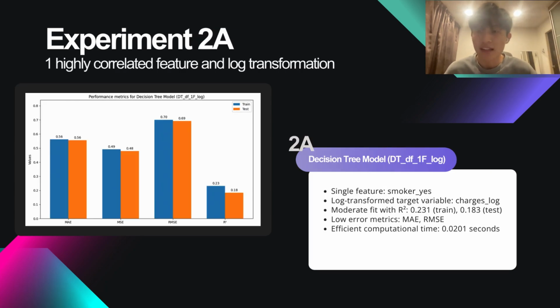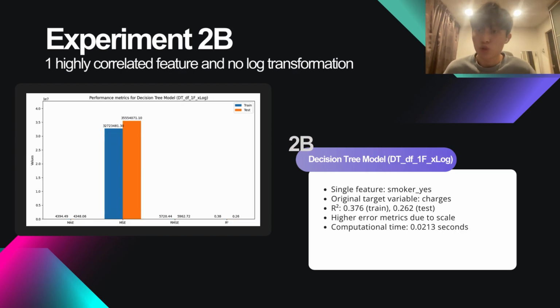In experiment 2A, now we are using a decision tree regression model with the smoker yes feature and the log-transformed charges log target variable. This model had moderate R-square values of 0.231 for training and 0.183 for the testing set, indicating it captures some variance but still has room for improvement. The model performed well with low MAE and RMSE, showing decent predictive accuracy. It was also computationally efficient, taking just 0.02 seconds to run.